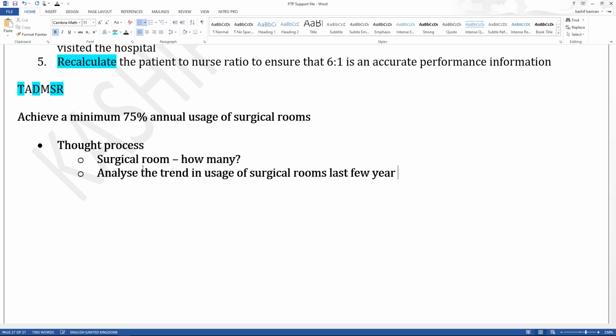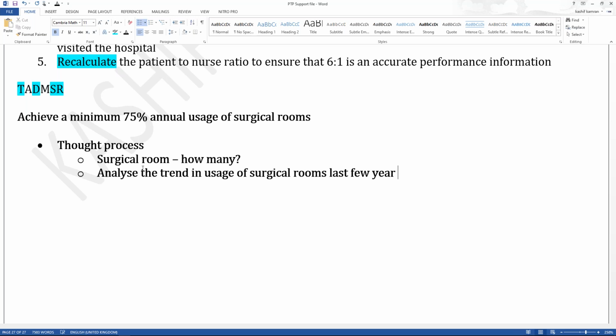Does Moosewood Hospital normally have a 75% annual usage, or is it more in certain years, or less in certain years? So can I do a trend analysis of the usage percentage over the last few years to ensure that 75% is more or less the average? What if the usage percentage in the last few years has been less, and this time the management is claiming it to be more?